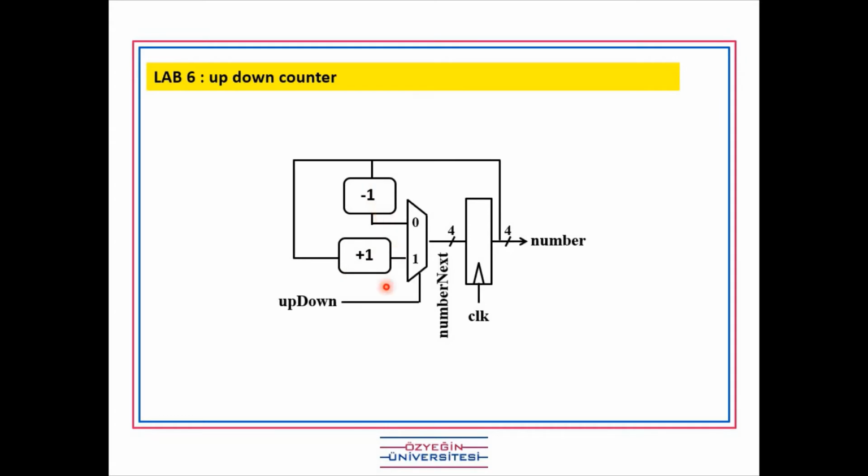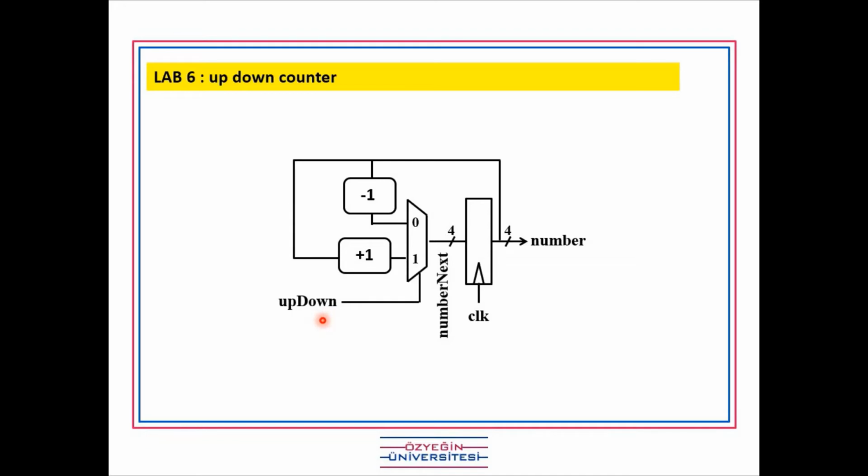Based on the up down value, this is like a switch, just like you turn on a light in the house. When you press it to 1, it will increase. The other time when you don't press it, when it is at 0, it will decrease. So number next will get a new value of number -1 or number +1 based on whatever up down is. So you have to check for up down value.